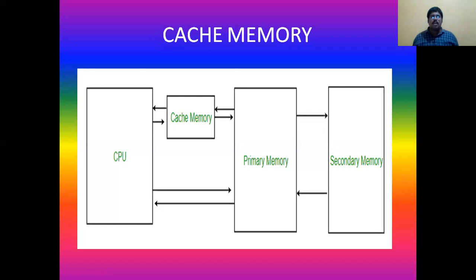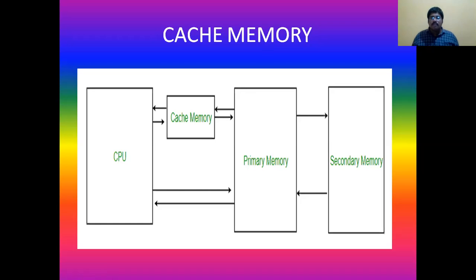Here in this architectural diagram, you can easily observe that if the cache memory is not present, then if the CPU wants any data, it has to search from the primary memory. Primary memory may be up to 400 GB or 500 GB, sometimes even 1 TB, depending upon the configuration of your computer.